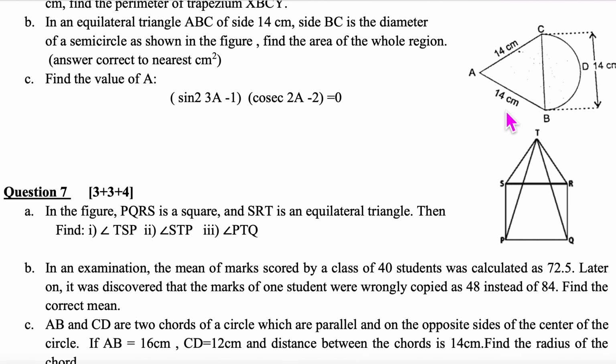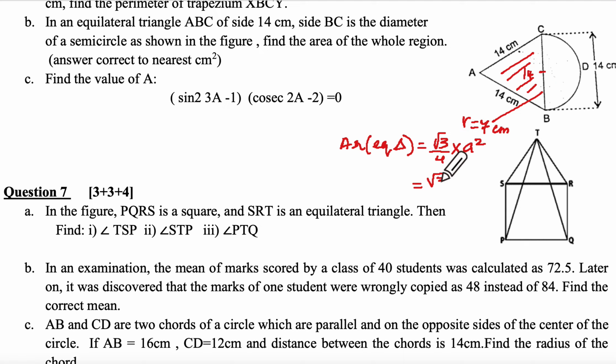Easy, correct? Yes, ma'am. Now they are telling you here this is an equilateral triangle. So if this is 14, this will be 14, this will be 14. How much will be the radius here? 7 centimeter. Agreeable to you? Yes. Find the area of the whole region. Area of the equilateral triangle you will find separately. Area of equilateral triangle, what is the formula? Root 3 upon 4 into a square, side square. That will be root 3 upon 4 into 14 into 14. So it will be 49 root 3.